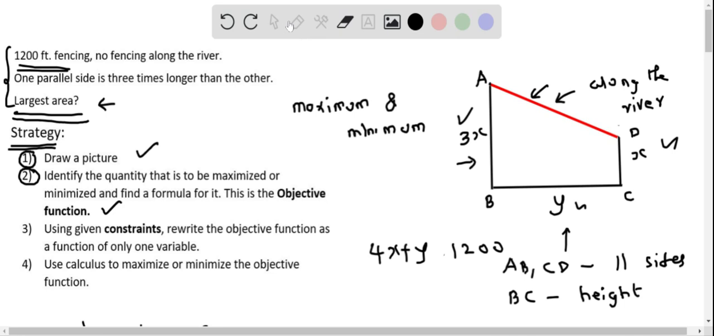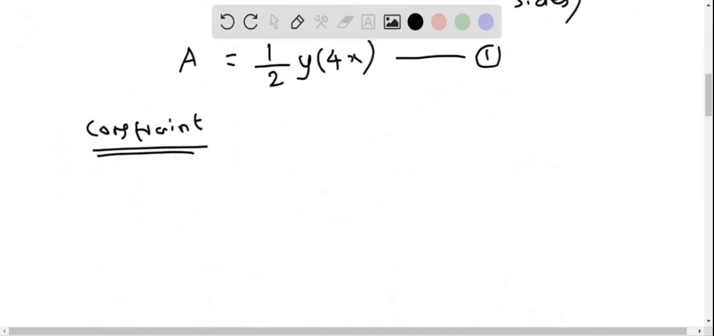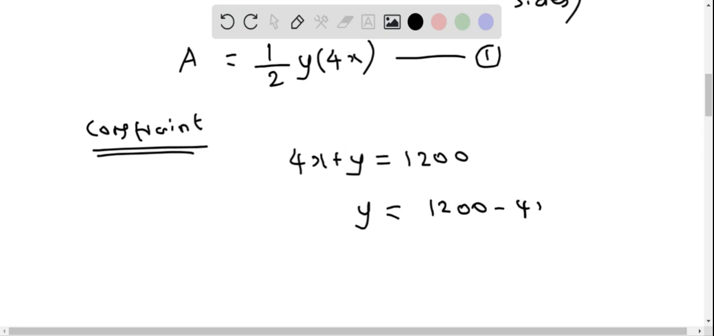This basically is our constraint function. So you can write down here 4x plus y equals 1200. Now let's use this constraint and solve for y from this one. So we get 1200 minus 4x. Let this be equation 2.